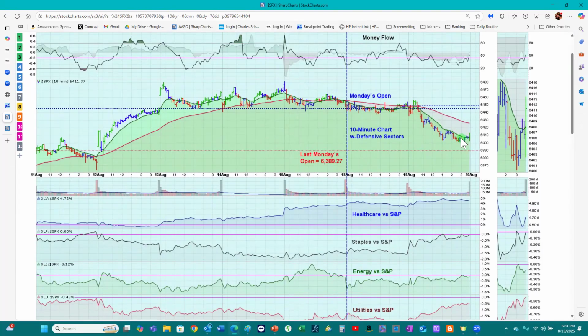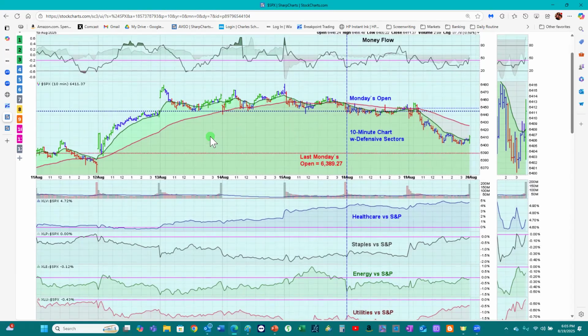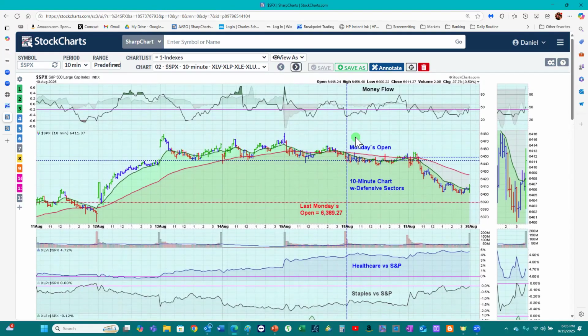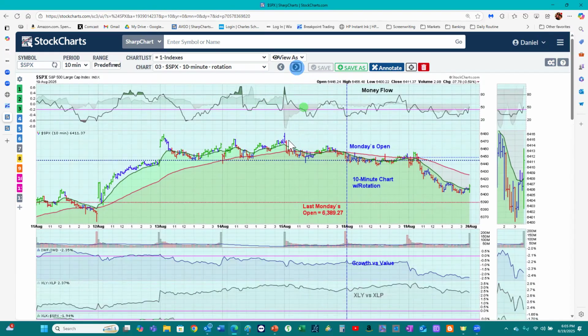Big sell-off in the afternoon. It's still not back to last Monday's open, though. So even with that sell-off, the VIX ended at 15.58 roughly, so still below 17. So this is not a panic sell-off by any means.